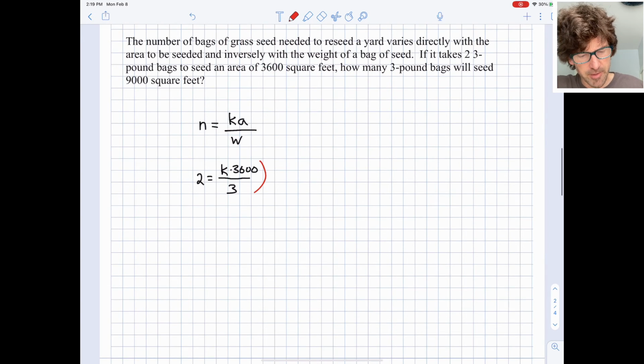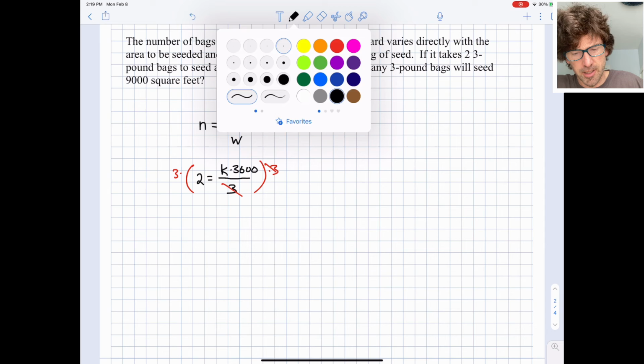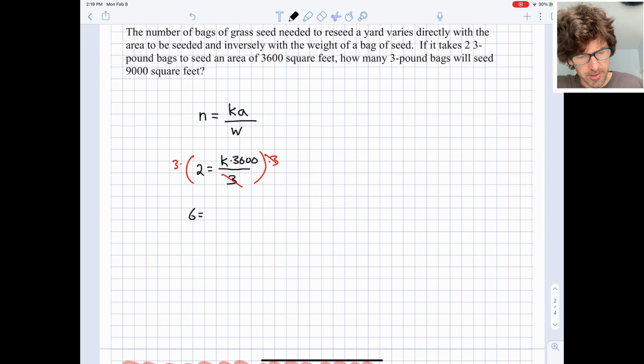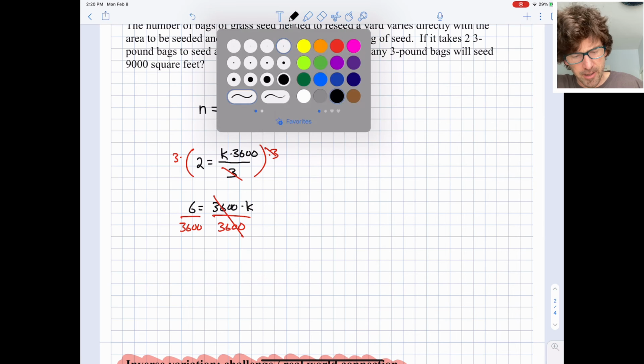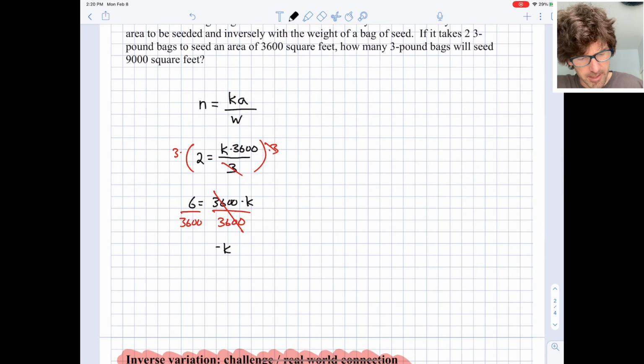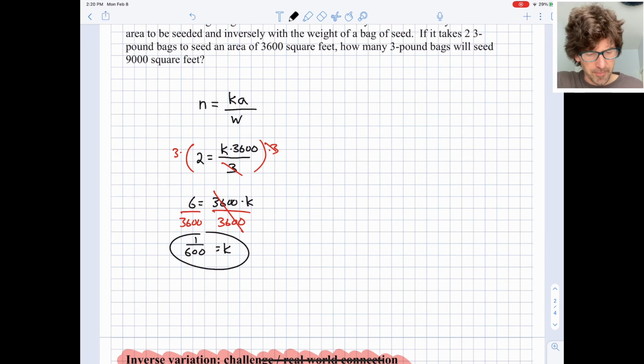So we're going to multiply both sides by 3. And these 3's will cancel, and we can get 6 is equal to 3,600 times k. Divide both sides by 3,600. And I think we could determine that k is a tiny decimal, but probably easier to express as 1 over 600 once we simplify that fraction on the left.